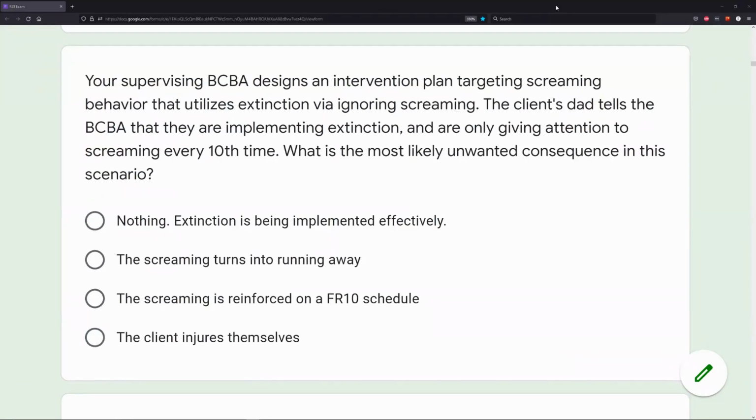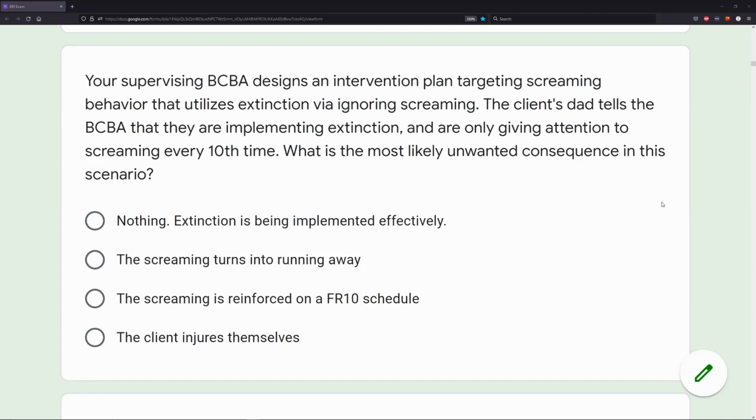A BCBA designs an intervention plan targeting screaming behavior that utilizes extinction via ignoring screaming. The client's dad tells the BCBA that they are implementing extinction and are only giving attention to screaming every 10th time. What is the most likely unwanted consequence in this scenario? Extinction is one of our major principles aside from reinforcement and punishment. Extinction is very powerful, but extinction can lead to unwanted consequences at times. There are ethical concerns behind extinction.